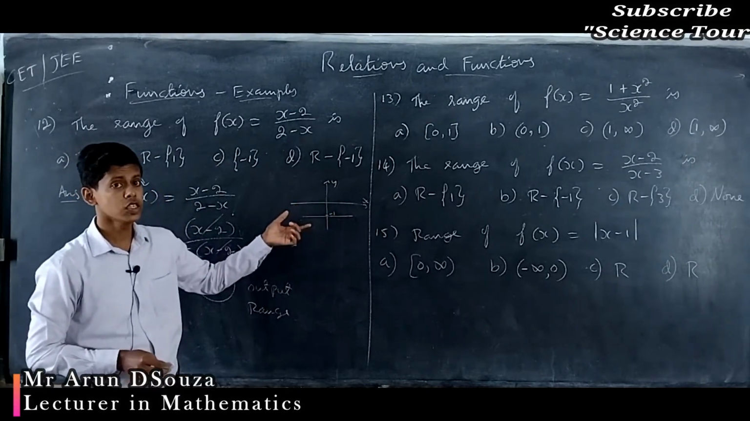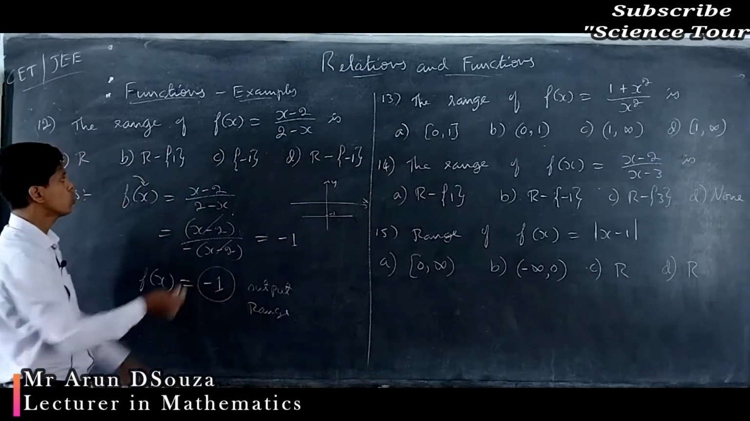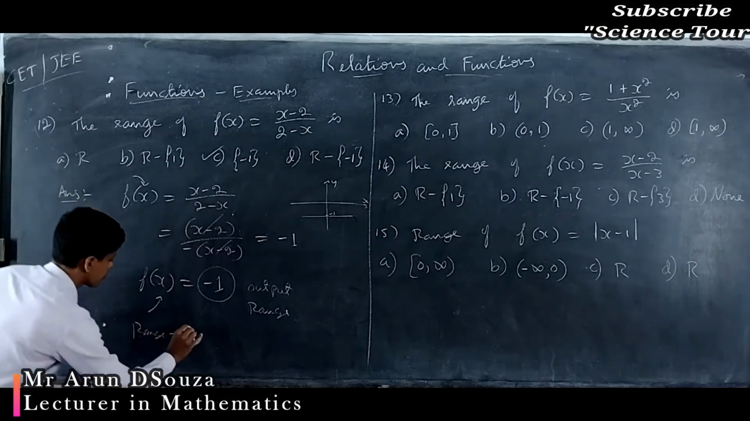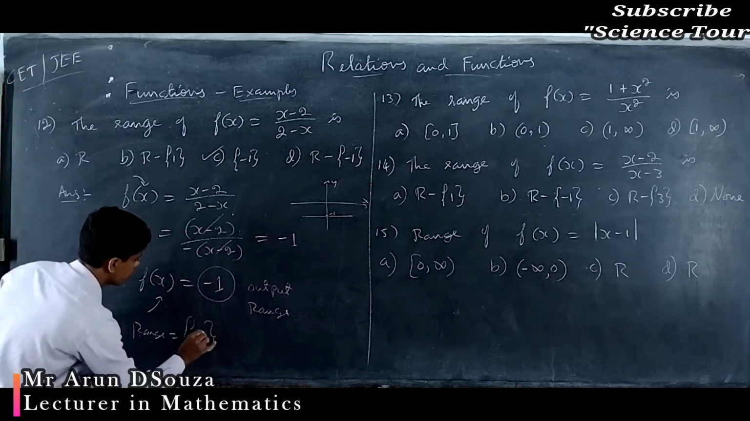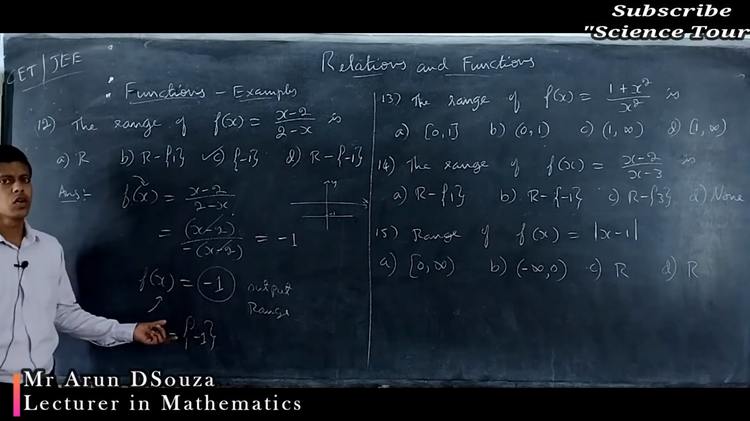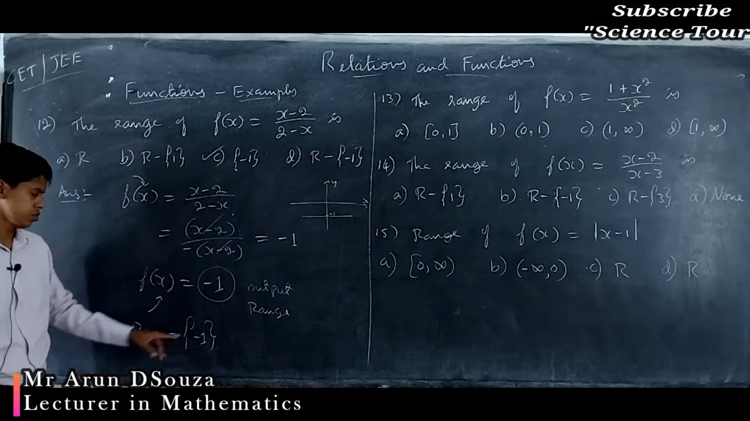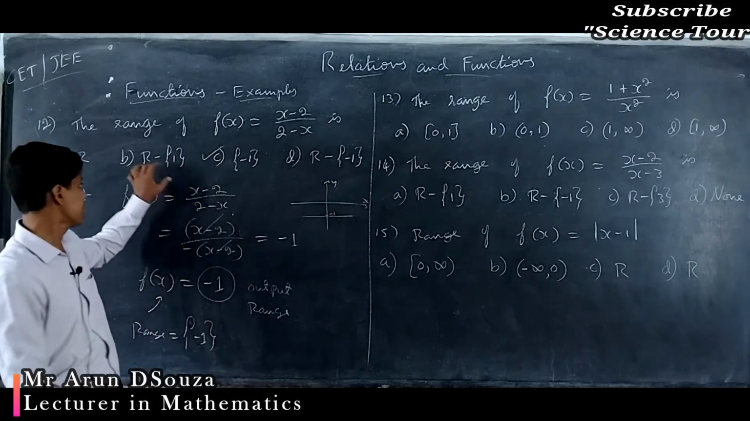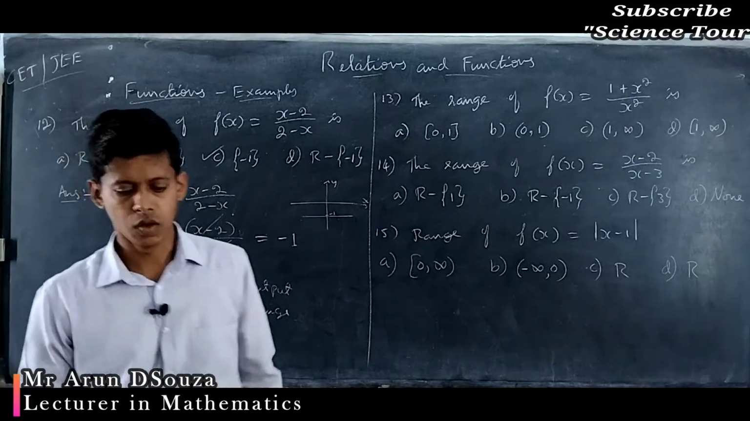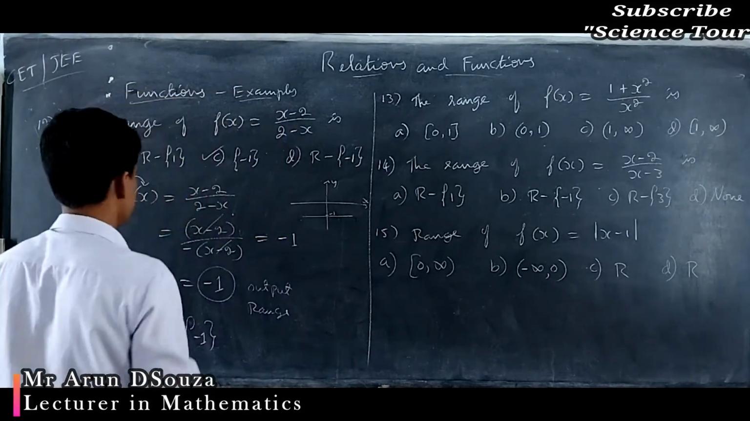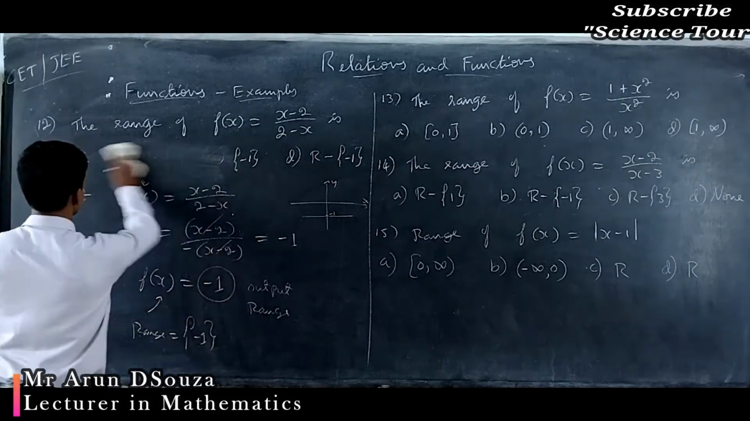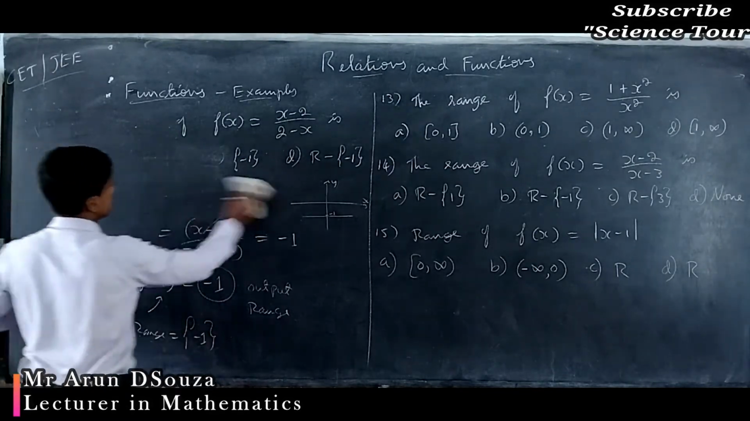So what is the range? Range is minus 1, that's it. So it is the set consisting of minus 1, one single value. So the set of all values of the output is minus 1. So you are not getting any real number, you are getting only minus 1, just one value. So that was so simple, but only if you understand. Well, now let's move to the 13th question.